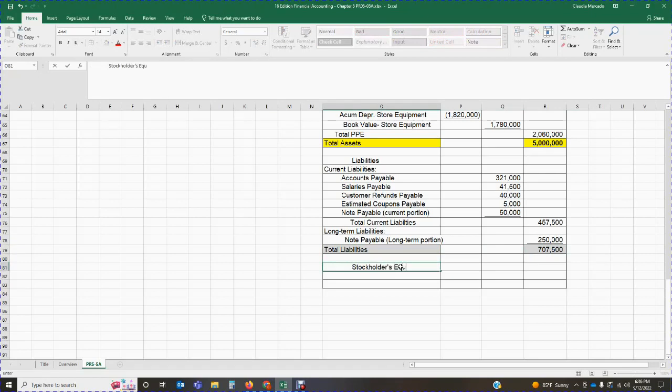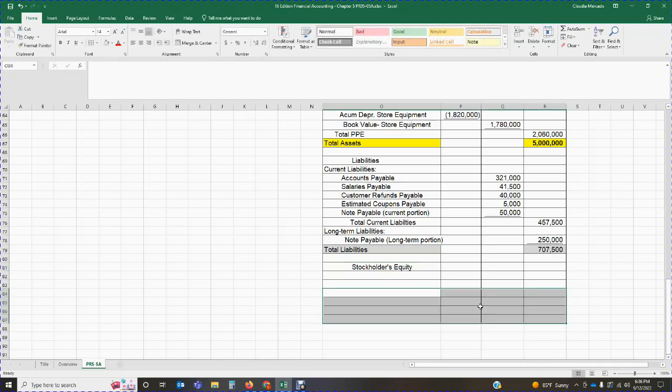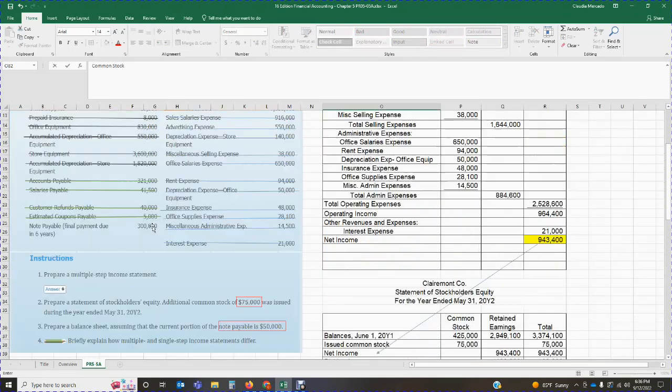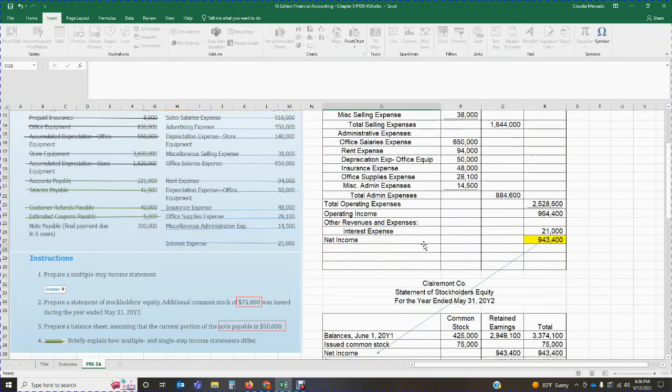Excuse me. Stockholders' equity. Okay, and I'm going to need more lines down here. So for my stockholders' equity, I am going to begin with my common stock. Now, where are we going to get these numbers? Okay, let me mark this off right here.